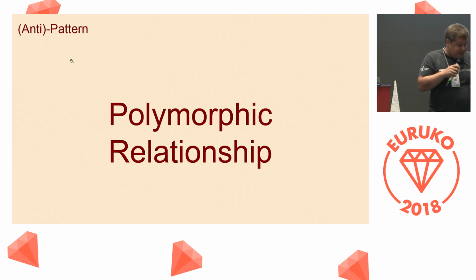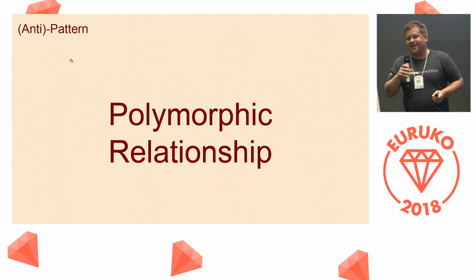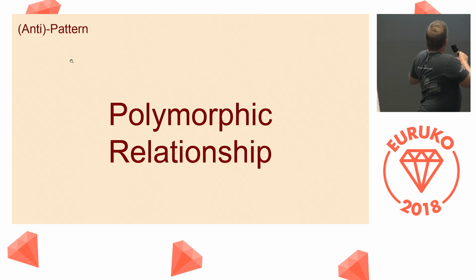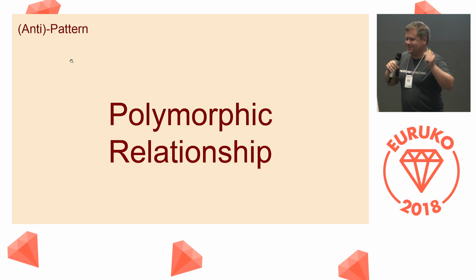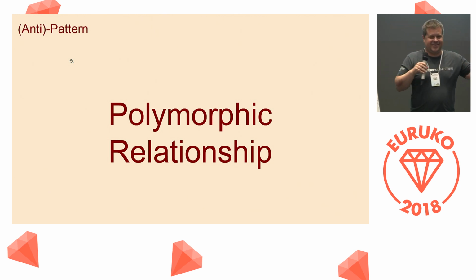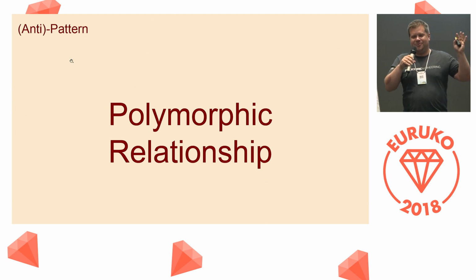Cool. Okay, so that brings us on to anti-pattern number 2. Polymorphic relationships. Who knows what this is? Have you ever heard of this? You are all Ruby Rails developers.